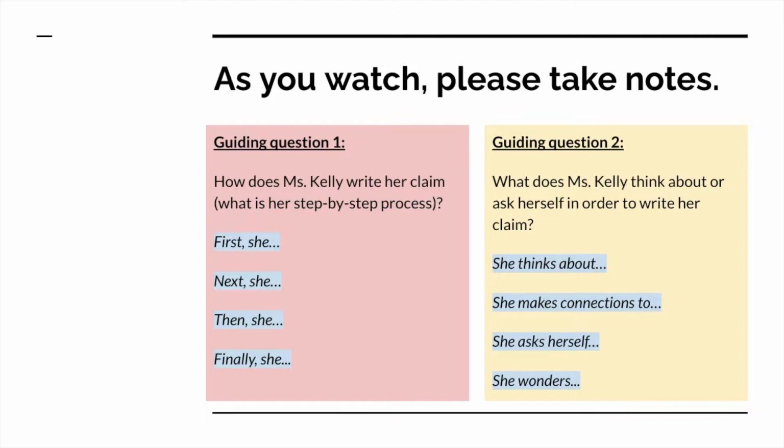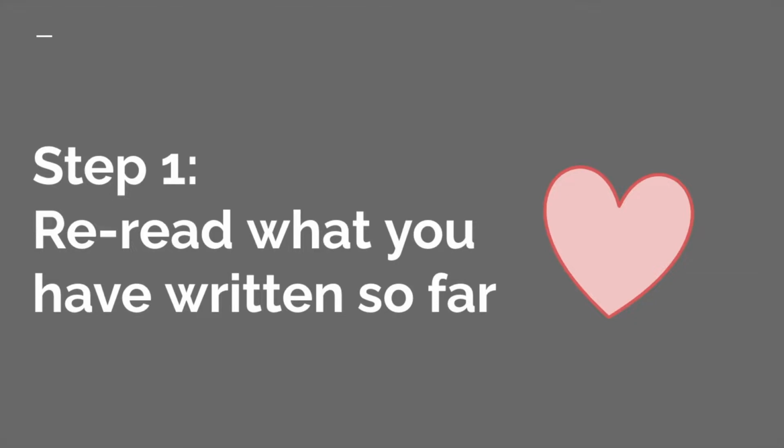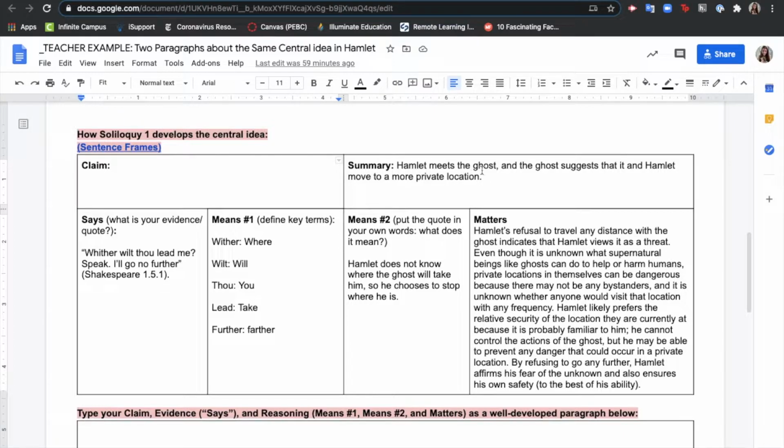So for my very first step, I'm going to reread what I have written so far. I began planning my paragraph in a Says Means Matters chart, so that's what I'm going to read from. So for my summary, I said Hamlet meets the ghost, and the ghost suggests that it and Hamlet move to a more private location. For my says or my evidence, I have this quote that says, "Whither wilt thou lead me? Speak, I'll go no further." My means number 1, I defined the following words. Means number 2, I paraphrased the quote, so I used these words to put that quote in my own words. I said Hamlet does not know where the ghost will take him, so he chooses to stop where he is.